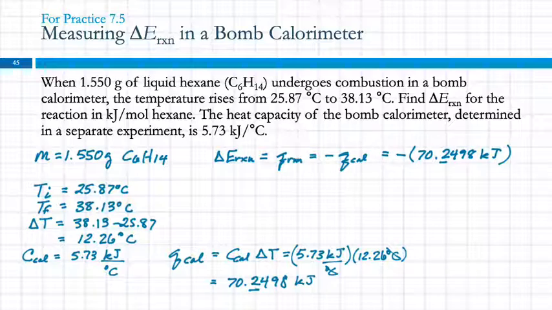They're asking for delta E in kilojoules per mole of hexane. We calculated delta E for this specific amount of hexane. This is for 1.55 grams of hexane. If we want kilojoules per mole, then we need to divide by the moles of hexane. So, 1.550 grams of hexane.